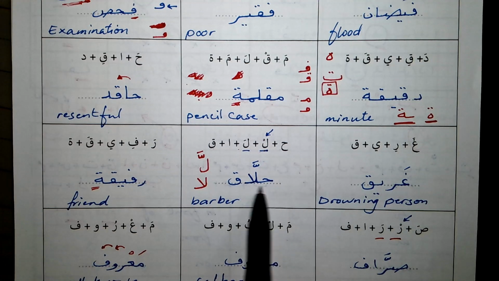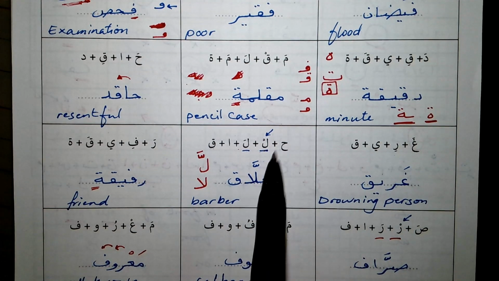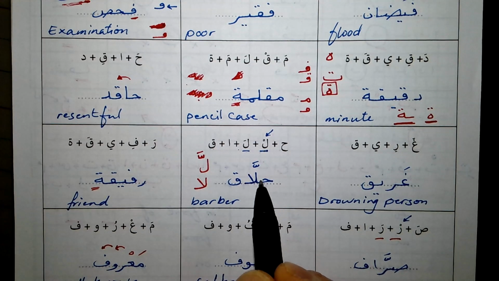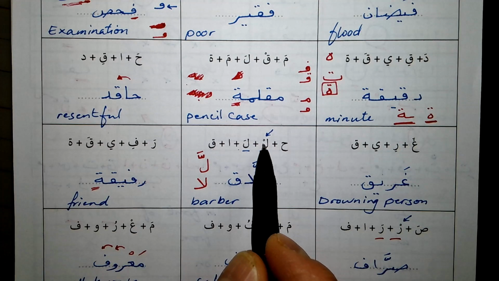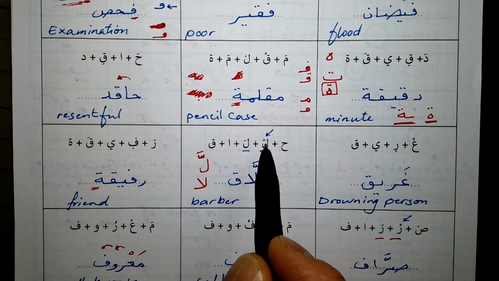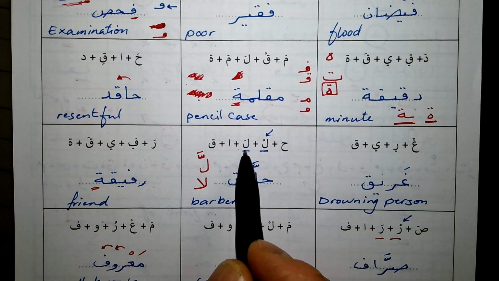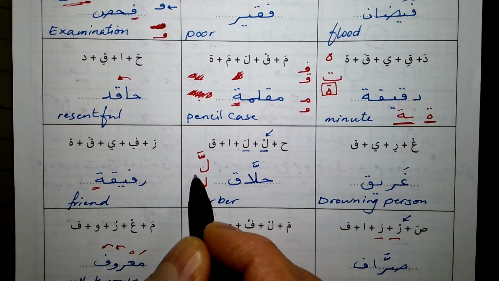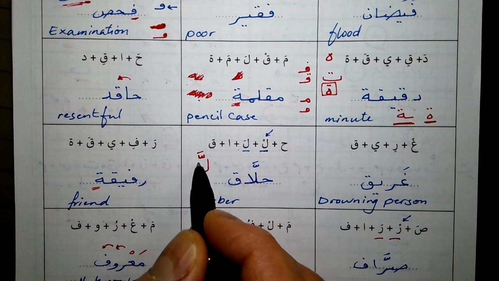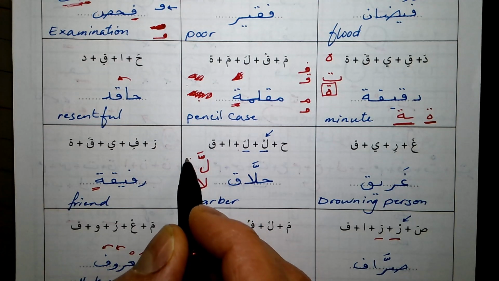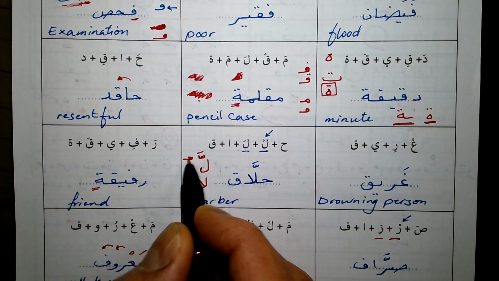We have hallaq. Now here we have two lams, and we notice that the first lam has sukoon. Whenever we have two lams where the first has sukoon, these two lams are combined together into one lam, with a little w at the top that we call shadda.